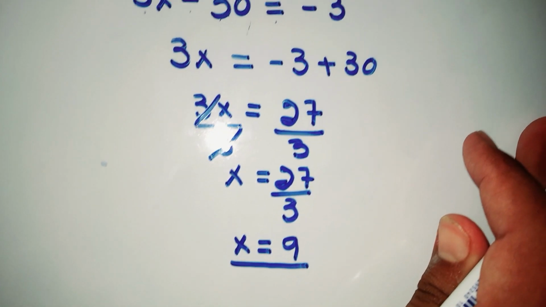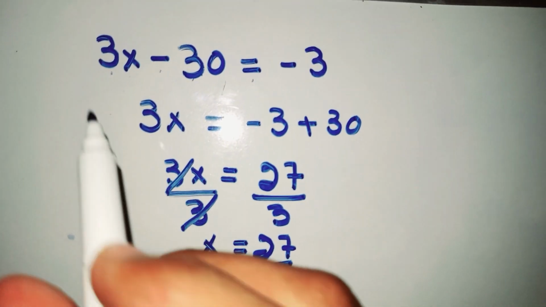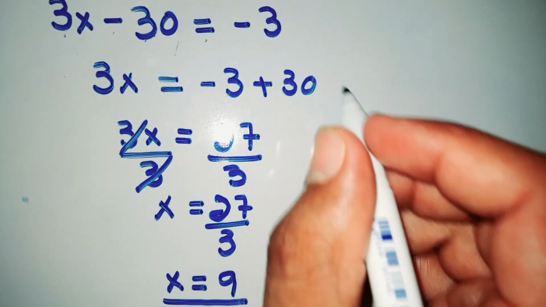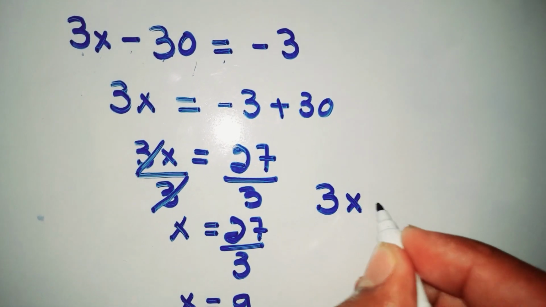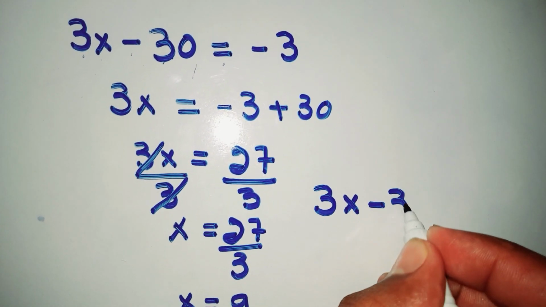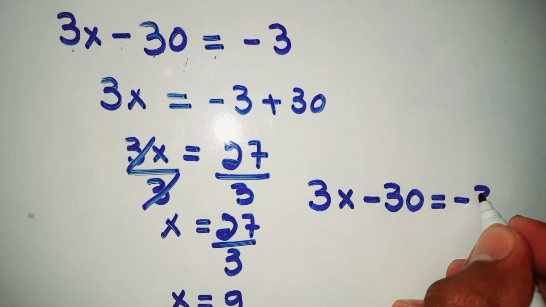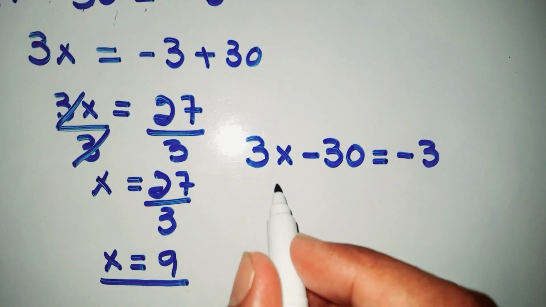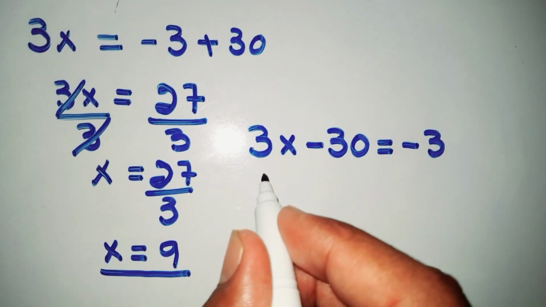Now we can check if our answer is right or wrong. So now we put the value of x in this formula. So we write 3x minus 30 is equal to minus 3. So now we found the value of x is equal to 9. So we put the value of x.